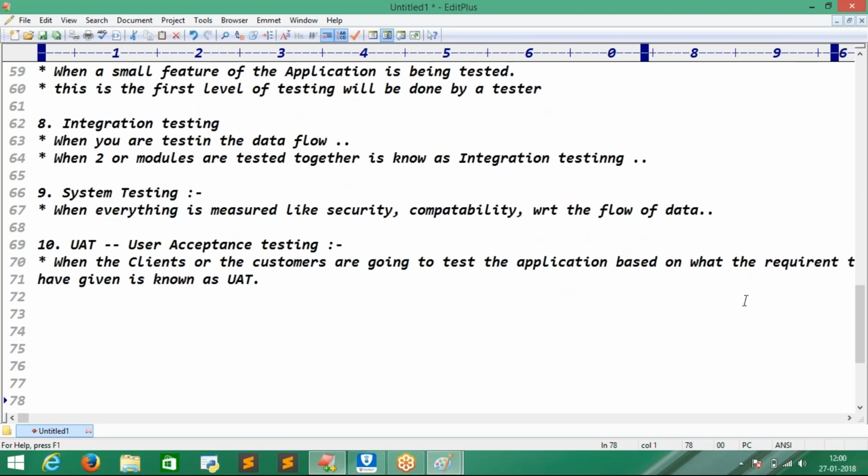Now the component testing, when a small feature is being tested. Then comes the integration part. Integration means when you are testing multiple data flows, whether the flow of data is perfect or not. Then system testing, and then comes the UAT testing. So we have discussed this just now.